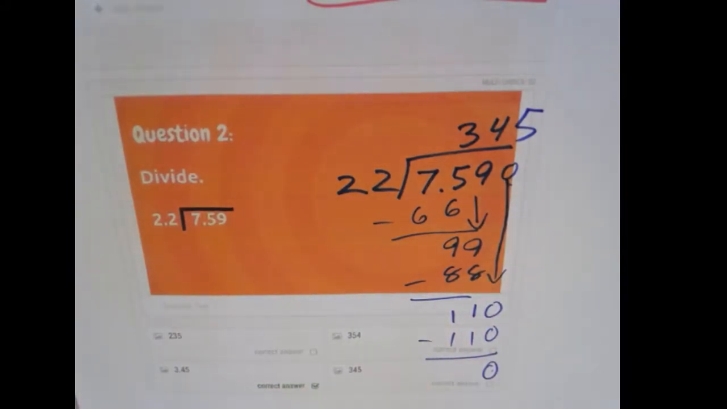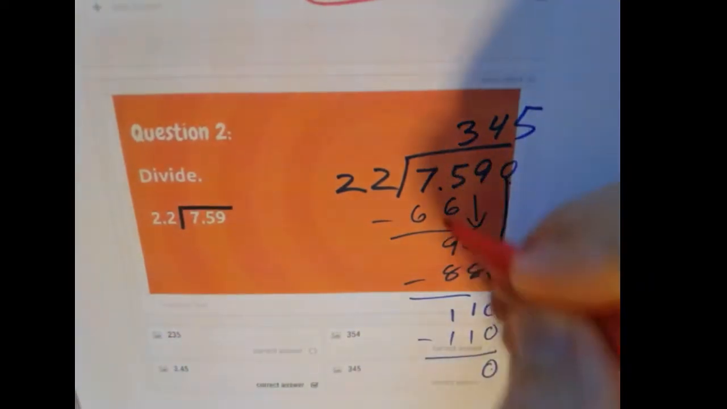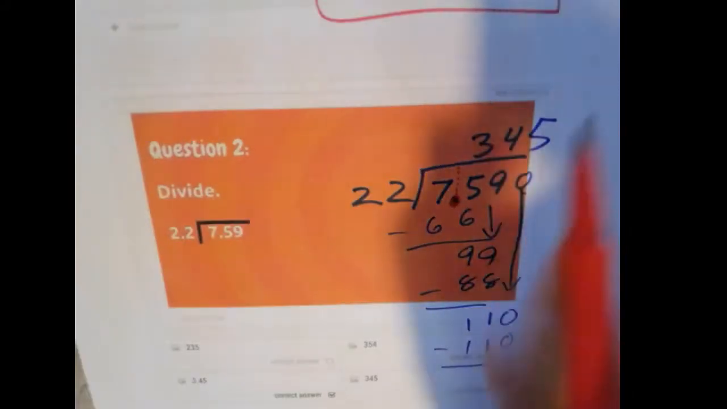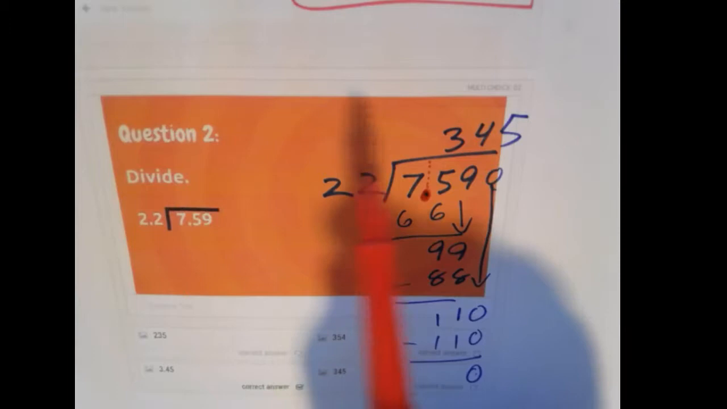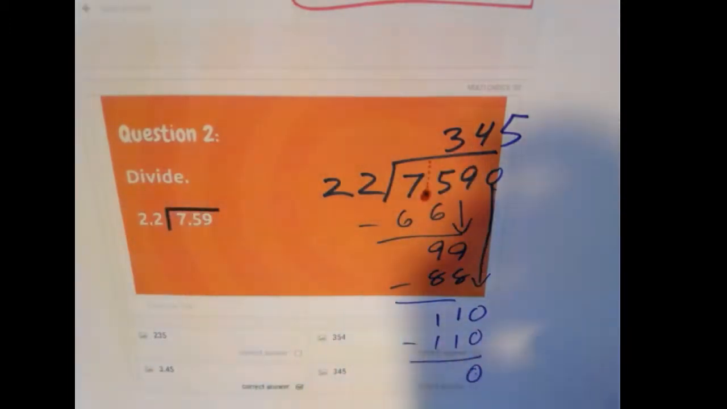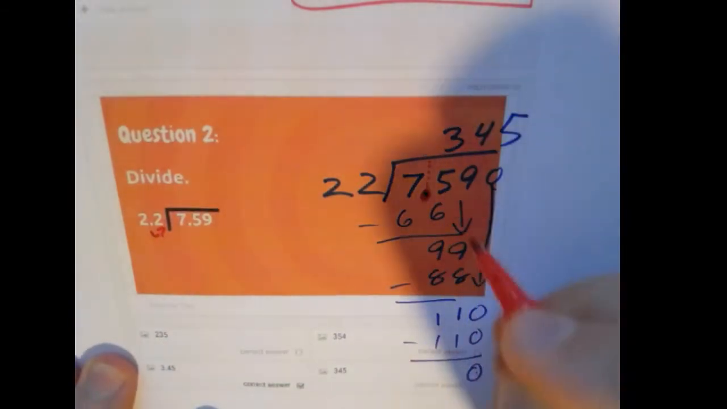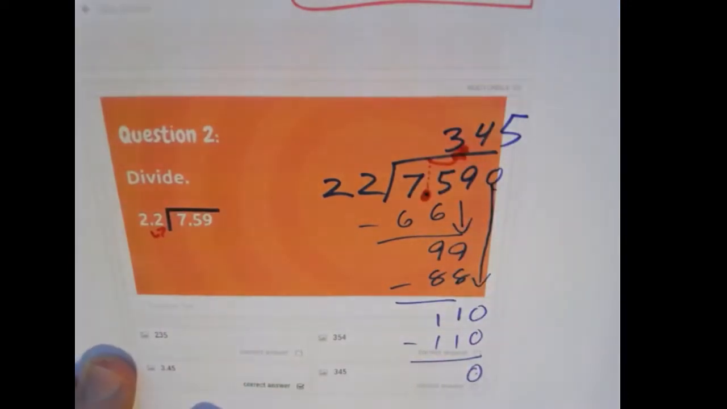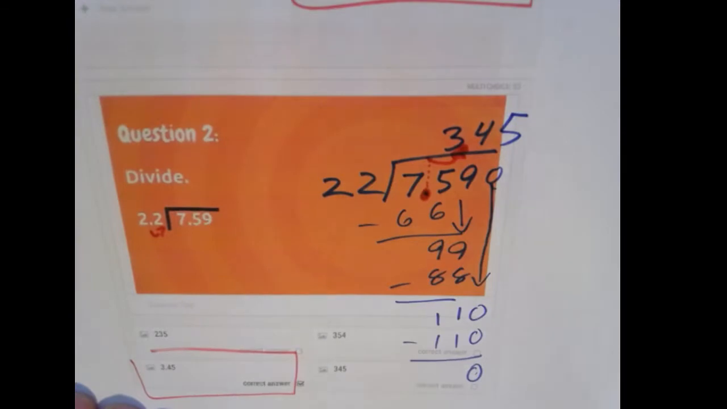Okay, now let's be careful where the decimal ends up. If we follow where the decimal was on the dividend here, if we went straight up, it would end up being 0.345. But remember back here, we turned this into 22 from 2.2. So because we moved it 1 spot to the right, I'll move the decimal 1 spot to the right for our final quotient. So we should end up with 3.45.